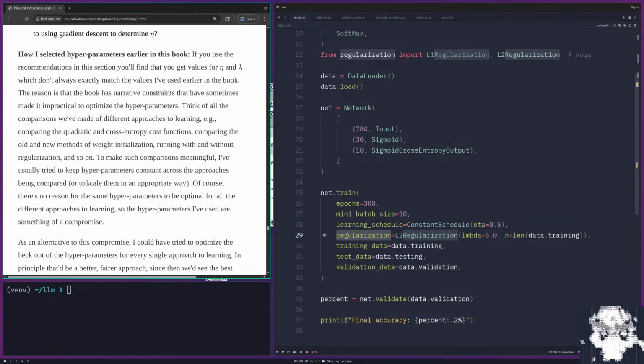All right, how I selected the hyperparameters earlier in this book. If you use the recommendations in this section, you'll find that you get values for eta and lambda, which don't always exactly match the values I've used earlier in the book. The reason is that the book has narrative constraints that have sometimes made it impractical to optimize the hyperparameters.